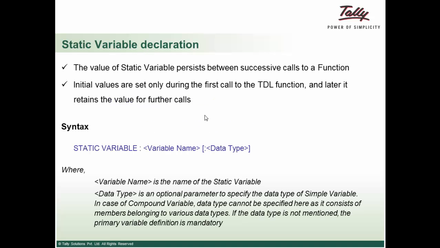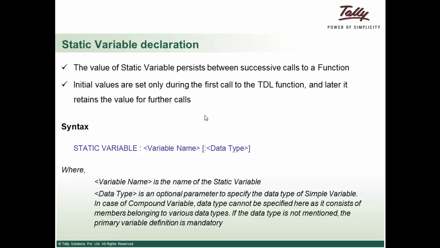Now what's a static variable? All the variables that we discussed up till now will be destroyed once the function completes its work. So once you are out of the function, the variable does not exist. So the next time the same function is called, the variable values are reset.